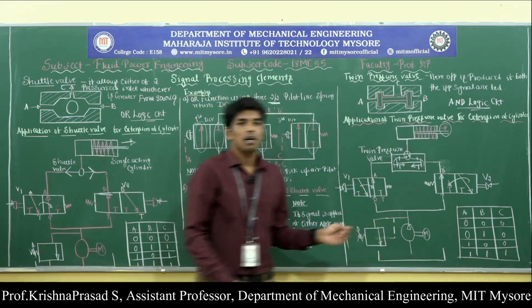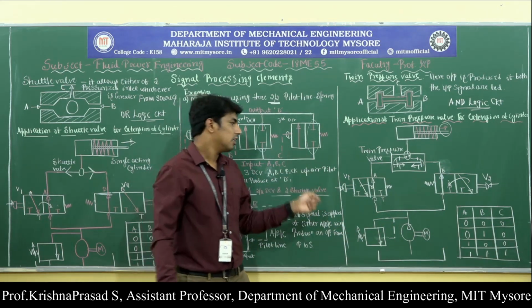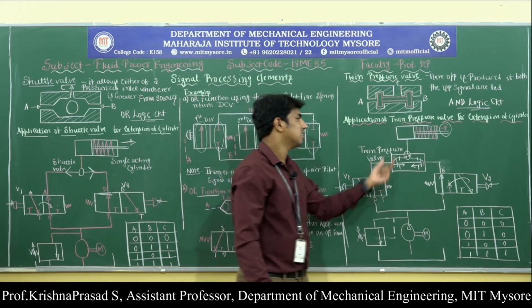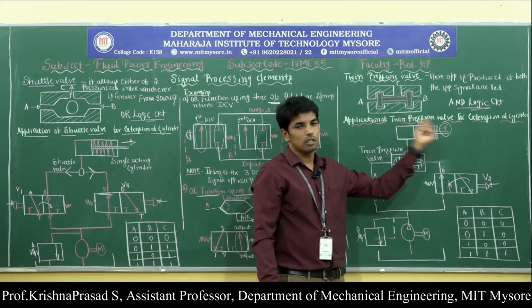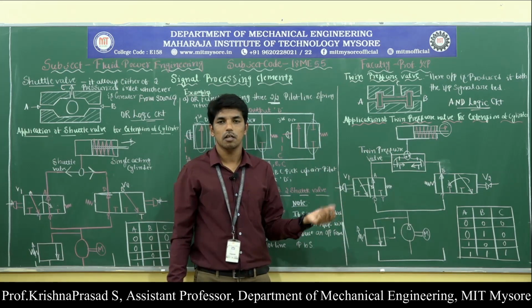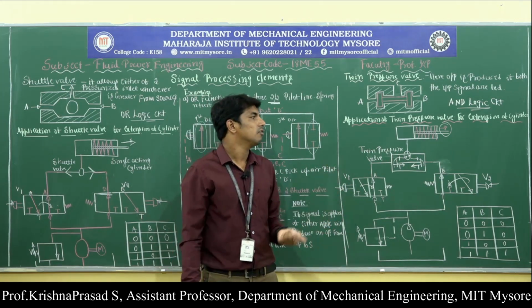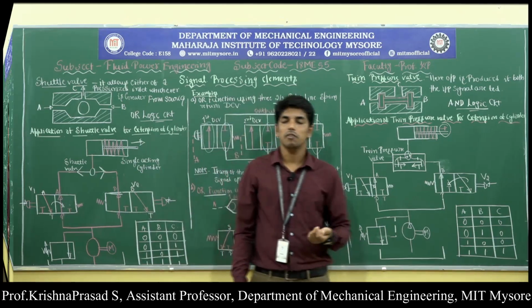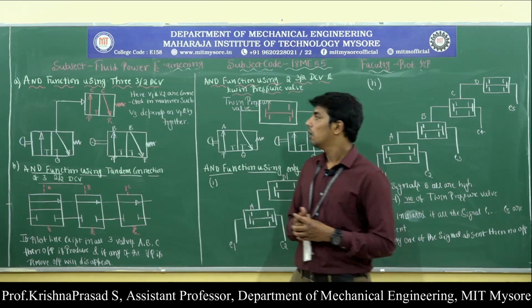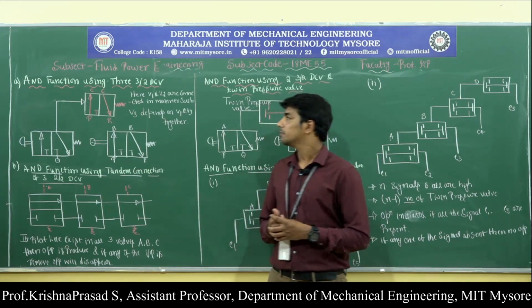That means if the signal is fed simultaneously to both the valves, then output can be seen only for the extension of the single acting cylinder. So this is regarding the application of the AND gate, or the twin pressure valve, for the extension of the cylinder. The next topic is called the examples of the AND function.